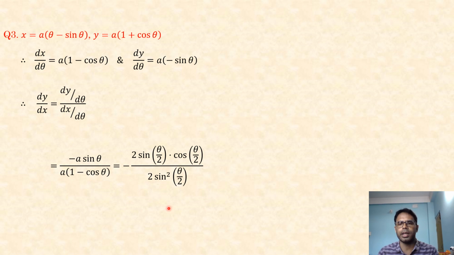This formula is obtained in your first year class. So then 2 and 2 is cancelled, one of the sin is cancelled, so finally we will get cos theta by 2 divided by sin theta by 2, and that is simply cot theta by 2, and this minus is remaining here. So that is the answer for the question.